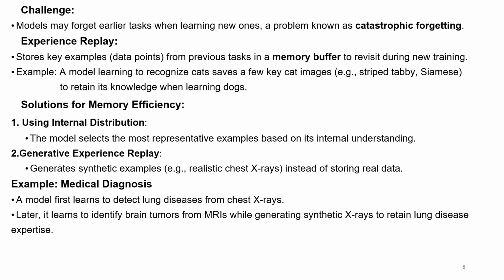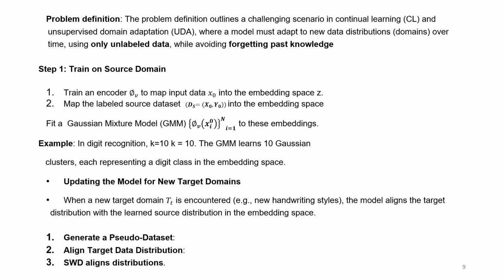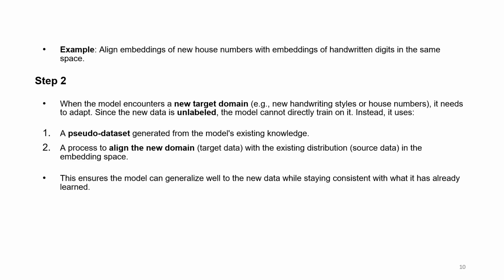For example, in medical diagnosis, a model first learns to detect lung disease from chest X-rays, and later it learns to identify brain tumors from MRIs while generating synthetic X-rays to retain lung disease. The proposed solution is that first we train on a source domain, train an encoder to map input data into embedding space, then map our labeled source data in embedding space, then fit a Gaussian mixture model and estimate its parameters alpha, mu, and covariance matrix, where alpha is the weightage of each class. Then we update the model for the new target domain. This is step two.